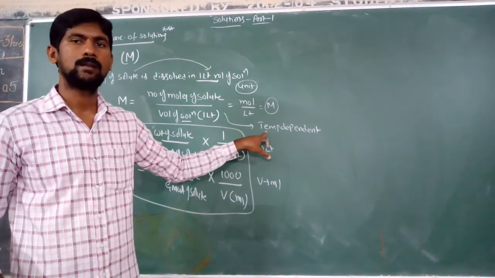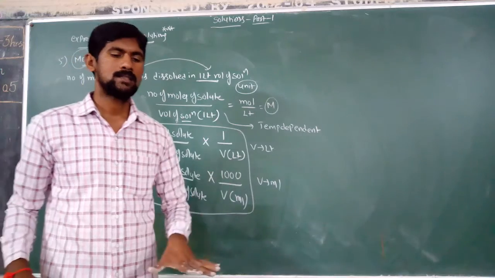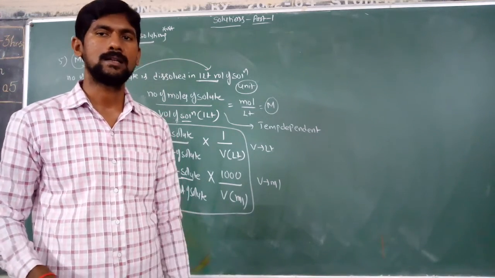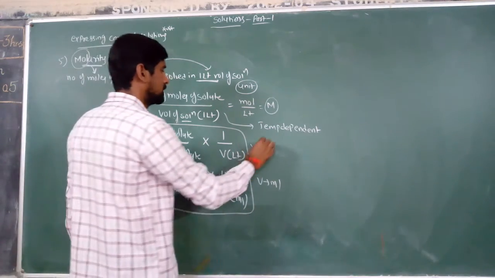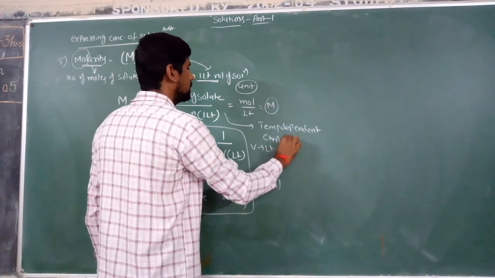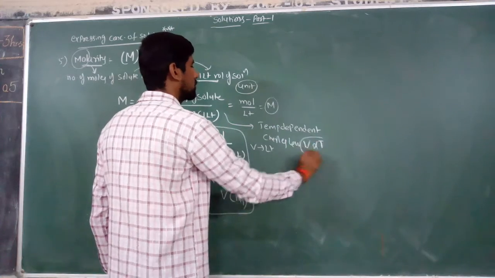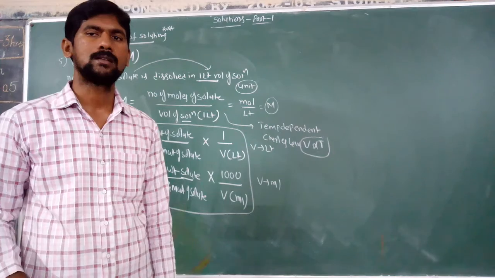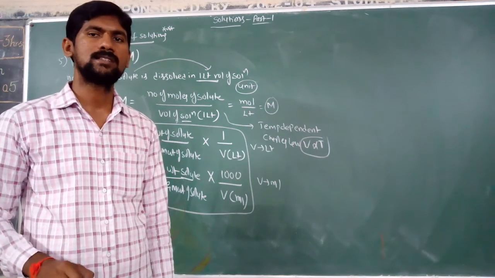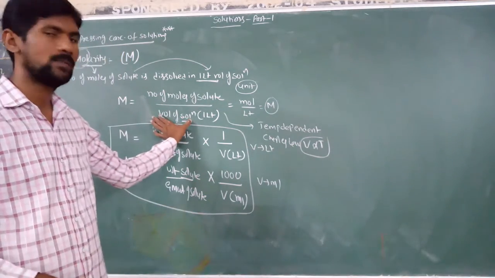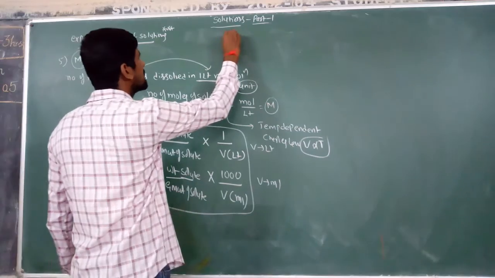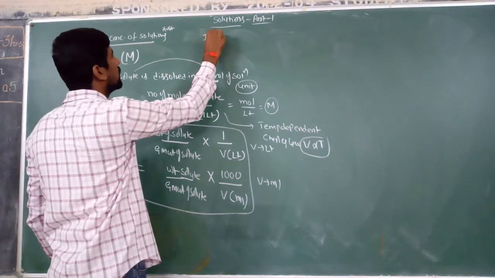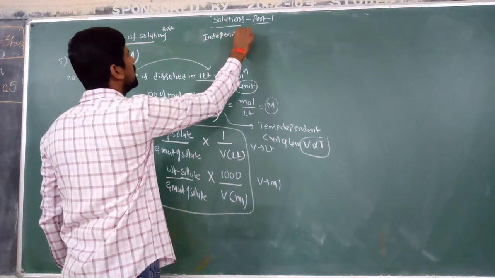Molarity is temperature dependent because in these concentration expression methods, if a volume term is there, they depend on temperature. According to Charles' law, volume is directly proportional to temperature. So if a volume term is there, it is dependent on temperature. In molarity, a volume term is there. Mass percentage is independent of temperature.